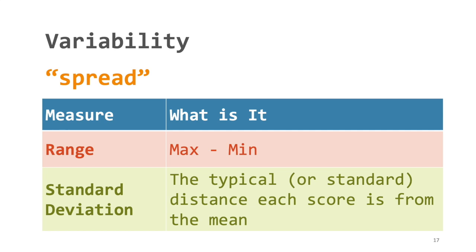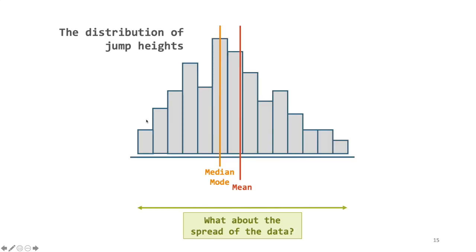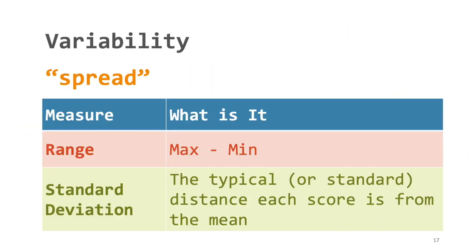The first one is range, and that's just the max minus the min. So how much does it range? So if we go back to the ages here, it went from 21 to 34, so it'd be 34 minus 21. And so the range would be 13.